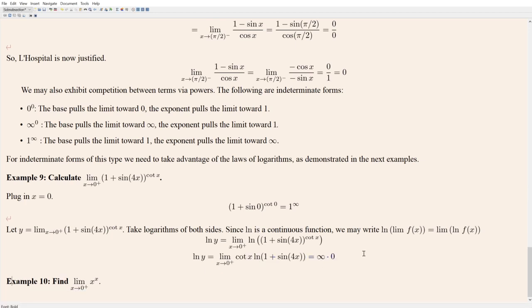So, cool. By taking logarithms, we have managed to transform an indeterminate form of type 1 to infinity into an indeterminate form of type infinity times 0. And these we know how to deal with, because these we can rewrite to be a fraction. And once we have it rewritten as a fraction, we can then apply L'Hopital.